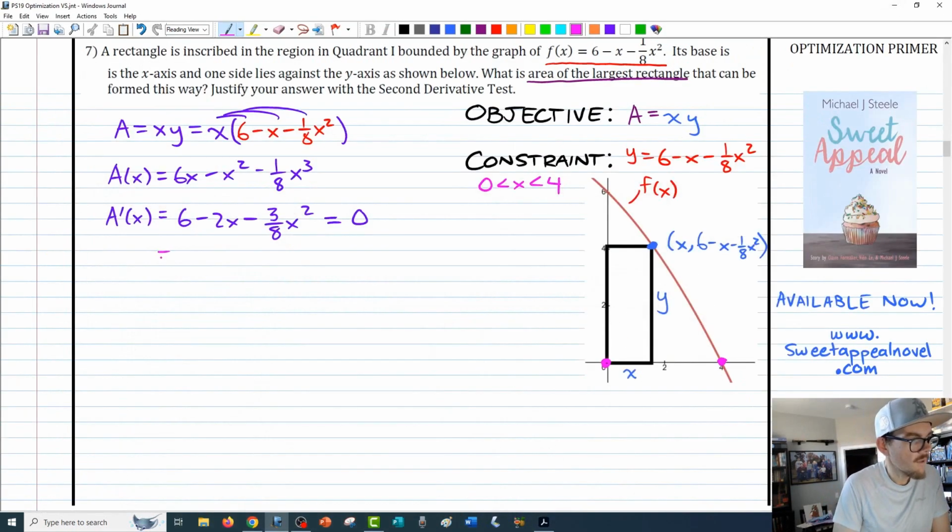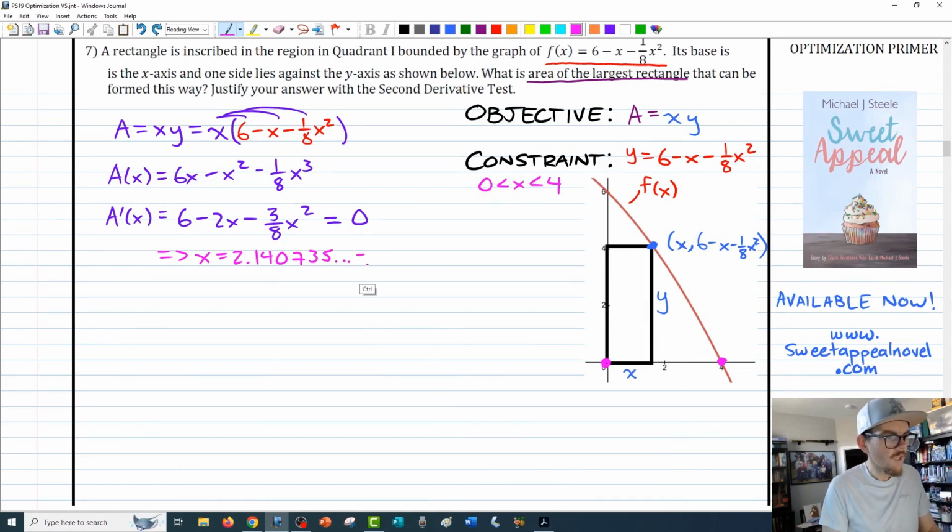So where is the critical number? It gives us x equals 2.14, and it says 0.735. I bring all this up because you should make it a habit to not round before your last answer. It's only the final answer that you round. You're not supposed to round what are called intermediate values. So I'm going to call this C for the critical number. I'm just going to give it that name.